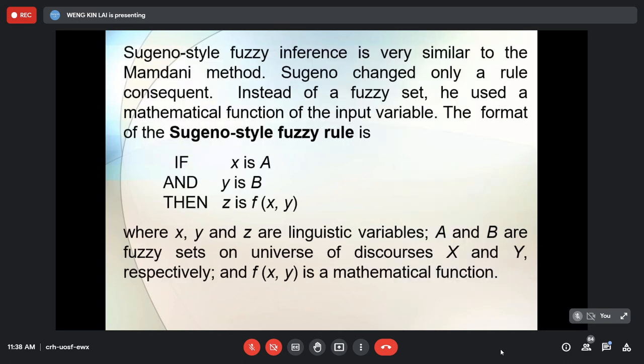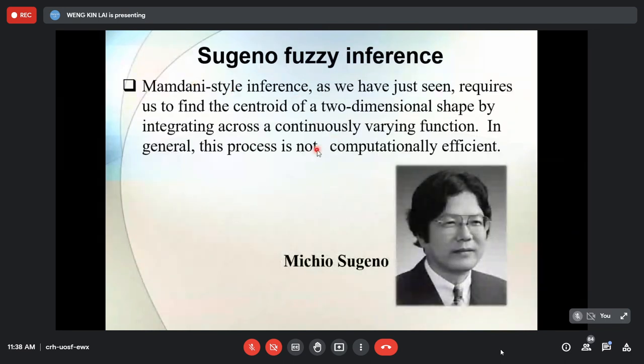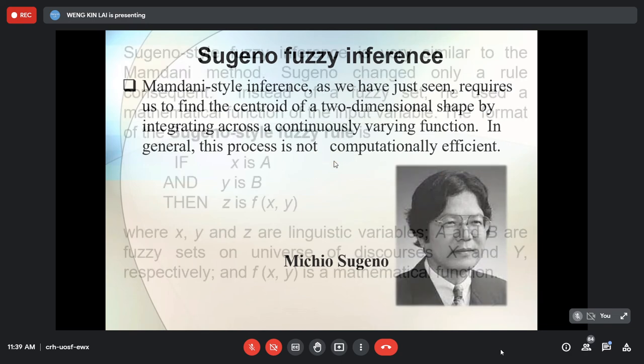In a way, the Sugeno type of fuzzy inference is very similar to the Mamdani method. So what did he do? Basically, he addressed this issue. I think some of you may actually be asked to do this in your FYP. What is the problem you're trying to address? This will be your project scope. In the case of Professor Sugeno's method, he is addressing the issue of Mamdani style inference, which is not computationally efficient. It's slow.